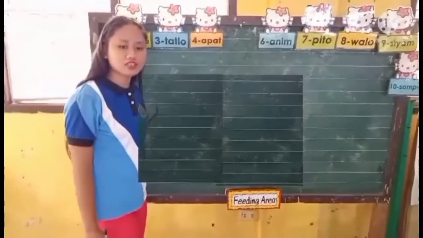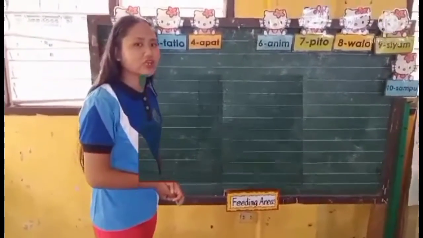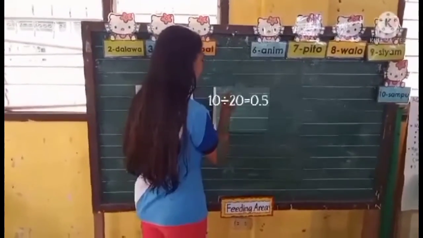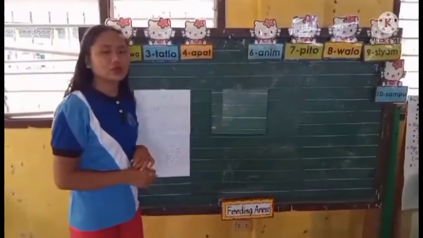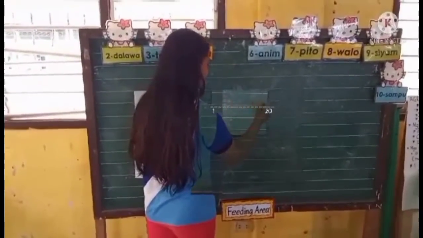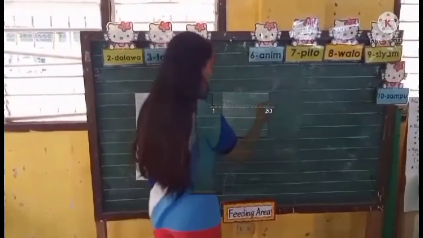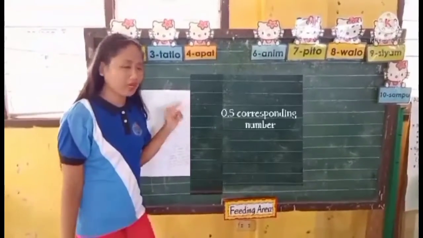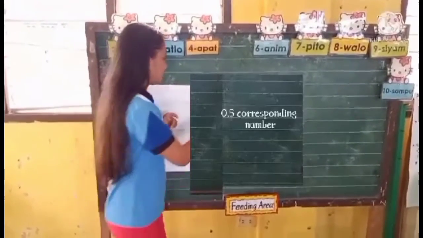Una, aalamin muna natin kung ano yung corresponding number. So, this is how we will solve for the corresponding number. 10 divided by 20 is equals to 0.5. So, ngayon, ang gagawin naman natin ay gagawa tayo ng number line. Ang ating number line ay from 1 to 20. So, the space between each number has 0.5 corresponding number.